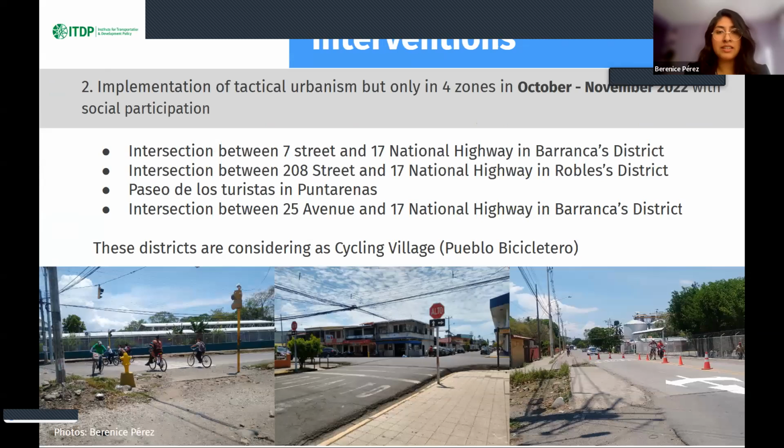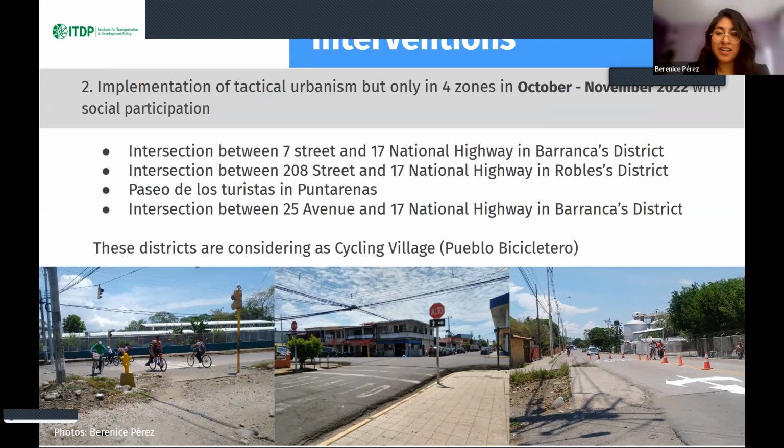So what happened then? With this data that COSEBI has, they implemented tactical urbanism, but only in 4 zones. They implemented it in October and November 2022. They had the participation of the schools and the people that live around these spaces. And it's important to say that this space is considered a cycling village.